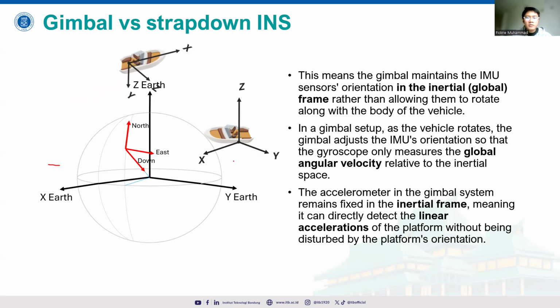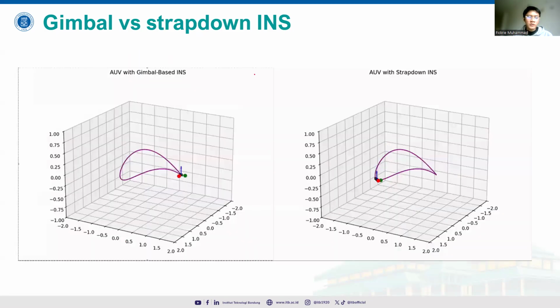But in the gimbal-based system, the frame will always try to align to the global reference frame here. See here, this is the global reference frame. This is our IMU frame. The IMU frame will always follow the global reference frame. As you can see here in the AUV with the gimbal-based INS, the frames will always try to follow the global reference frame. The axes will try to stabilize along the course of the trajectory.